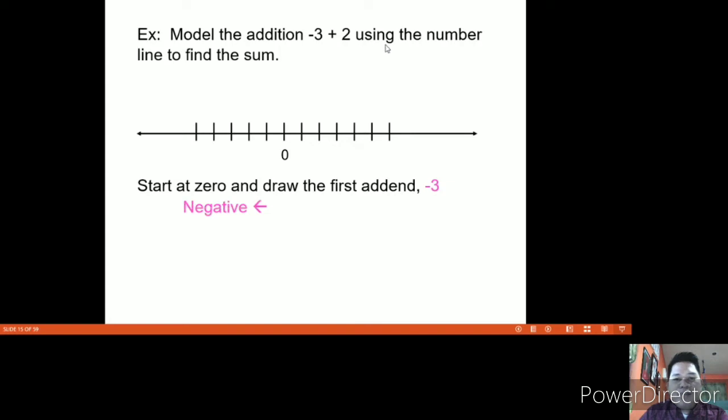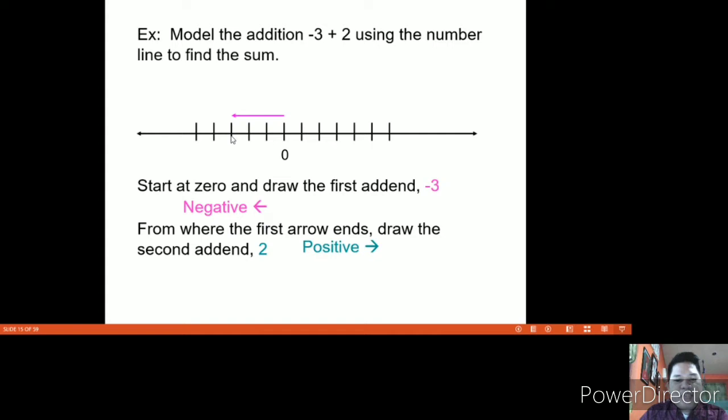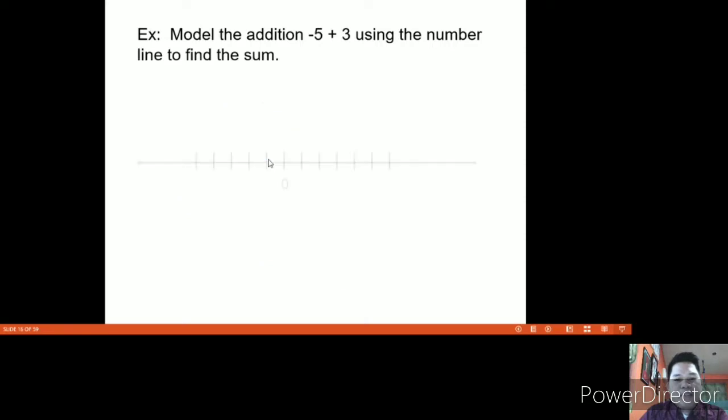How about negative 3 plus 2 using the number line to find the sum? So we have 0, 1, 2, 3. Start at 0 and do the first addend, which is negative 3. From where the first arrow ends, draw the second addend 2, since positive 2 or plus 2. So you go back to the right, 1, 2. So the answer is negative 1, where the second arrow ends is the sum.